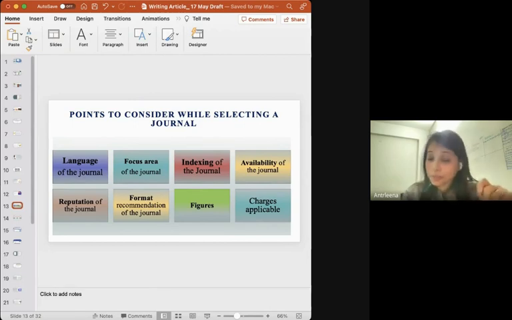It's a bit tedious, but formatting, the right formatting. Suppose they want MLA format, follow that. If they want APA format, follow that. That is also very important.